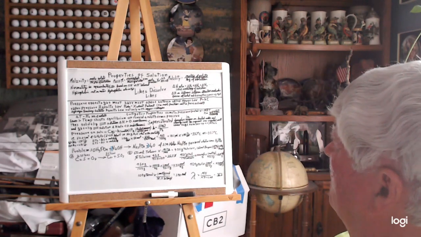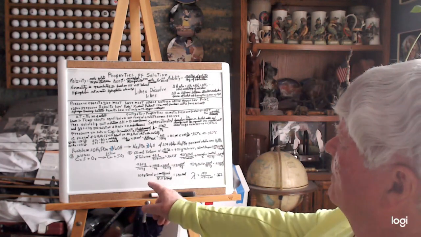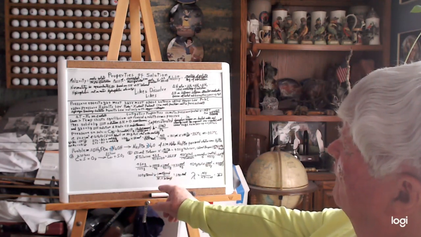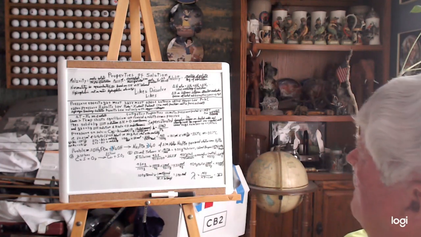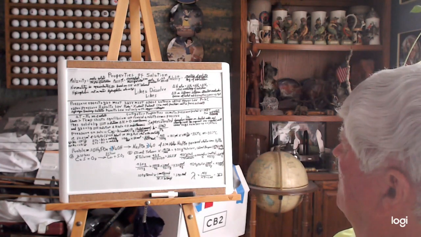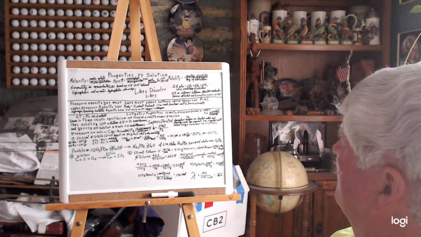You do the other one the same way with the benzene. 109 grams of the benzene times 1 over 78.11, which is the molecular weight of the benzene. And that gives you 1.40 moles.